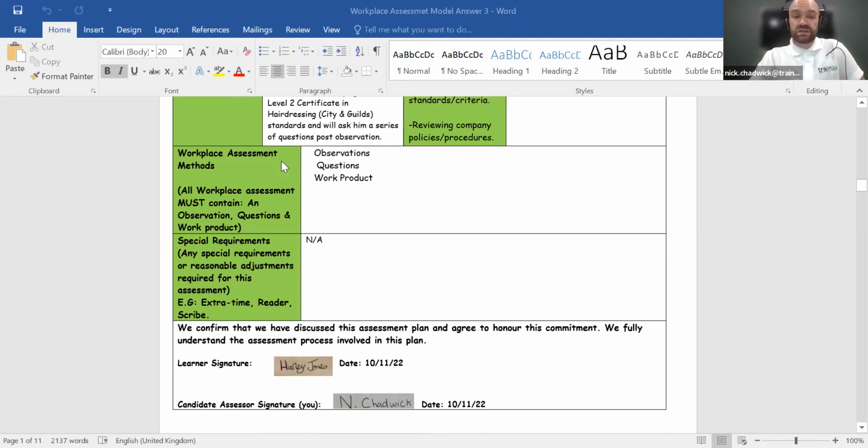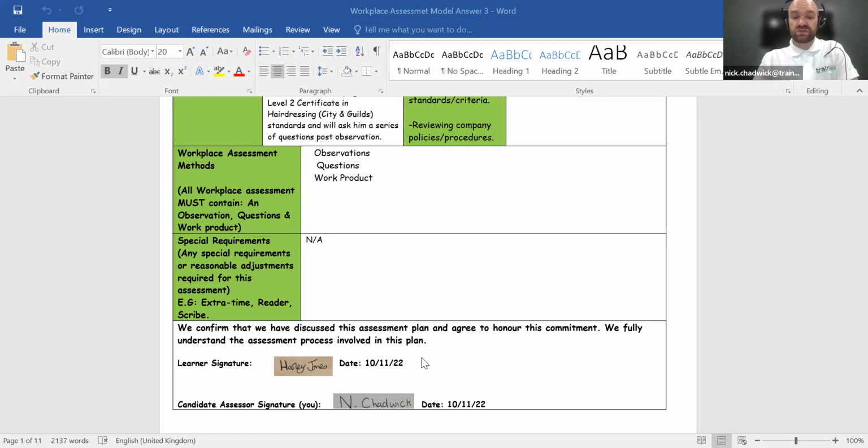Later on, just in this section, the workplace assessment methods. These are the observation, questions and also a work product or a product of work. So all of our workplace assessments must contain those 3 assessment methods. Once again, any special requirements identified, not applicable for this assessment.